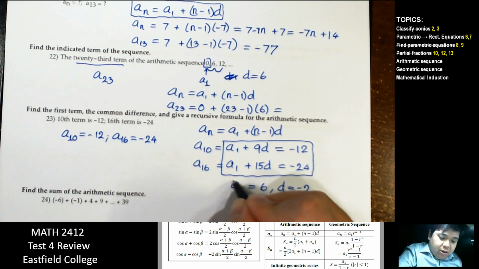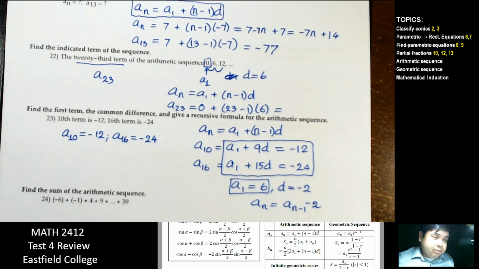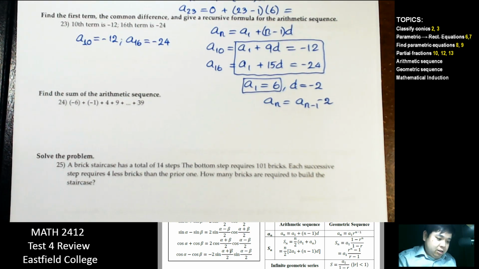So we have the first term is 6. To get to the next term, we're going to take the previous term minus 2 to get to the next term. Right.